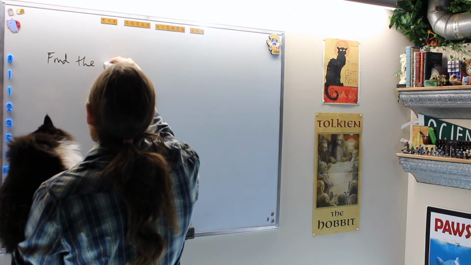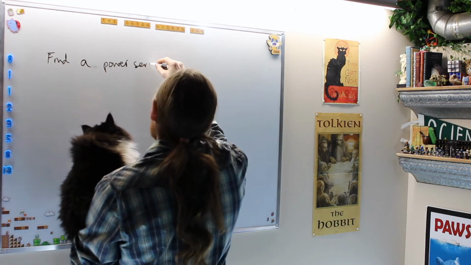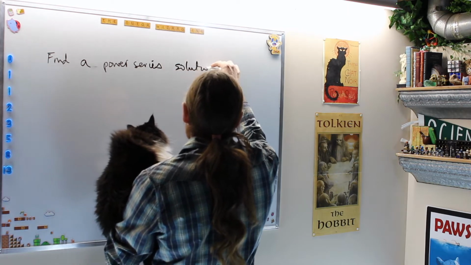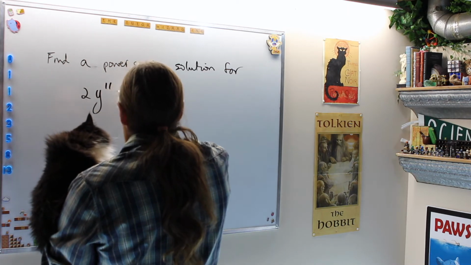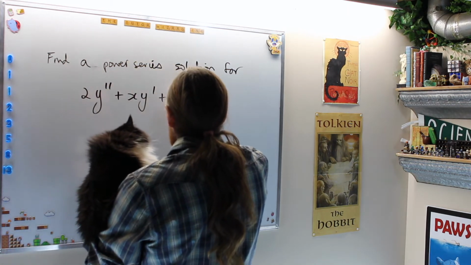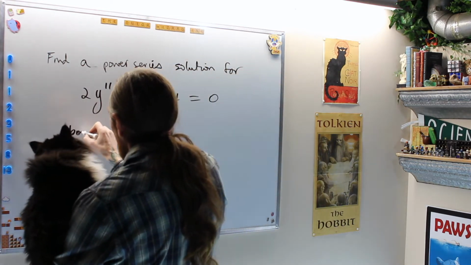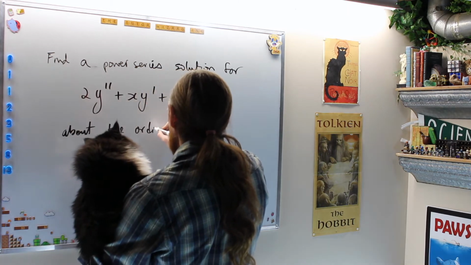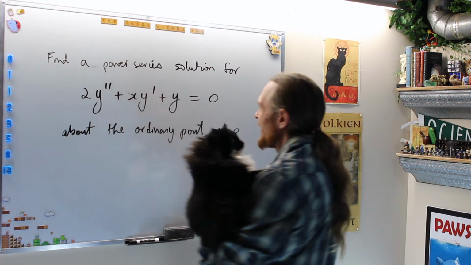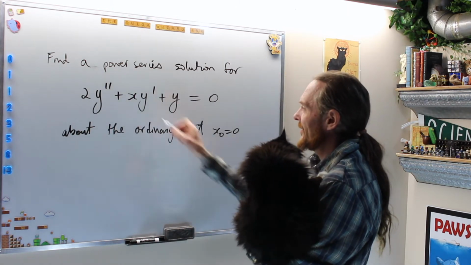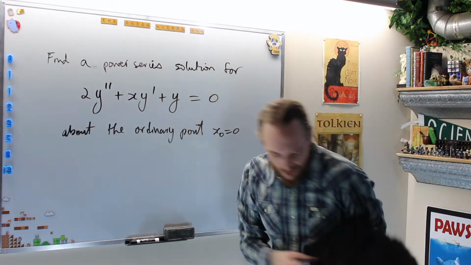Find the power series solution for 2y'' + xy' + y = 0 about the ordinary point x naught equals 0. Is it analytic there even? Yes, analytic. So this guarantees x naught is an ordinary point.